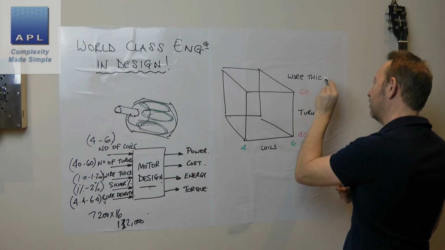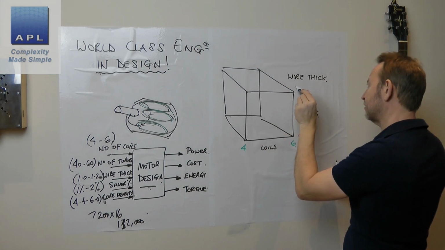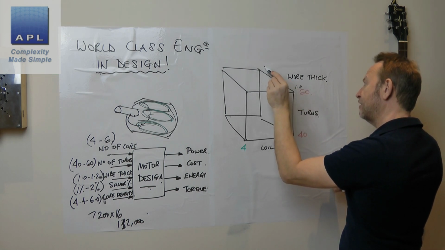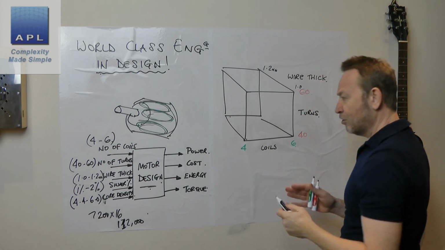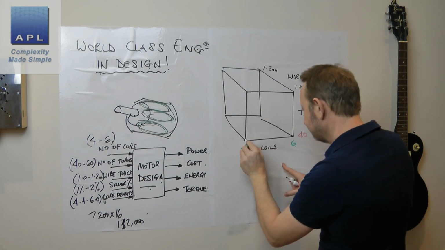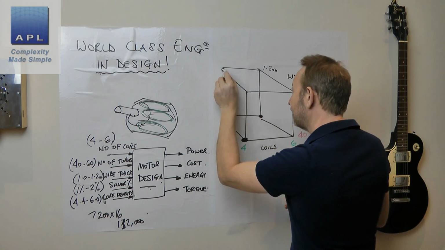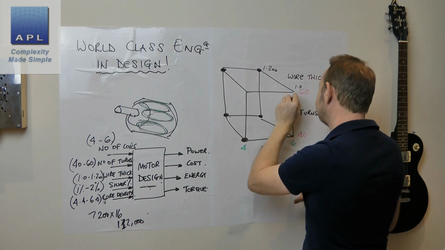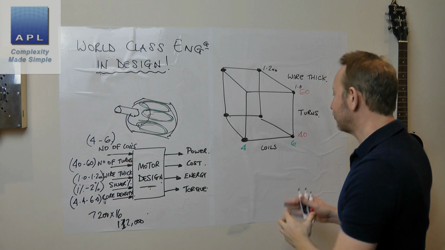Okay, so wire thickness is 1 millimeter at the thin, 1.2 millimeters at the thick. Now then, what's the designed experiment going to do? Well, it's going to do this, look. It's going to ask you to test at the corners.